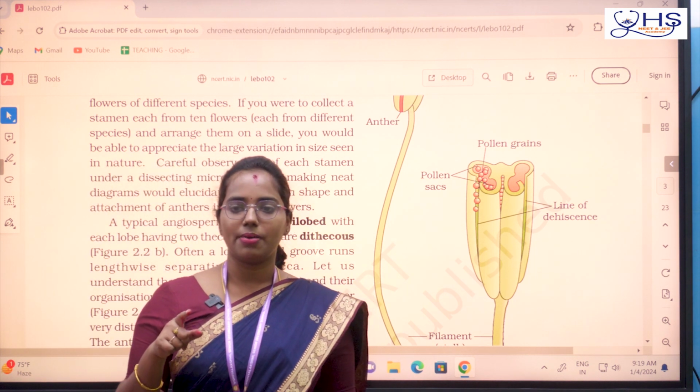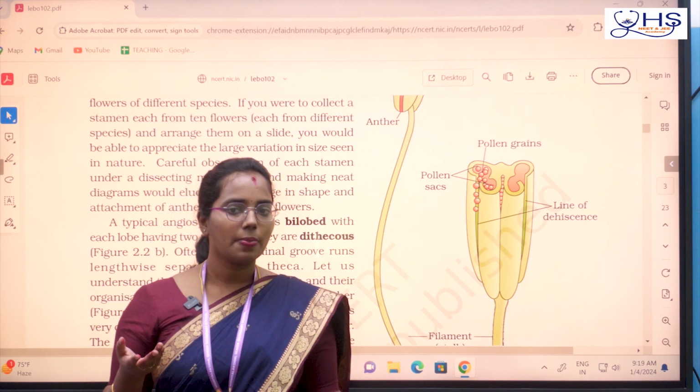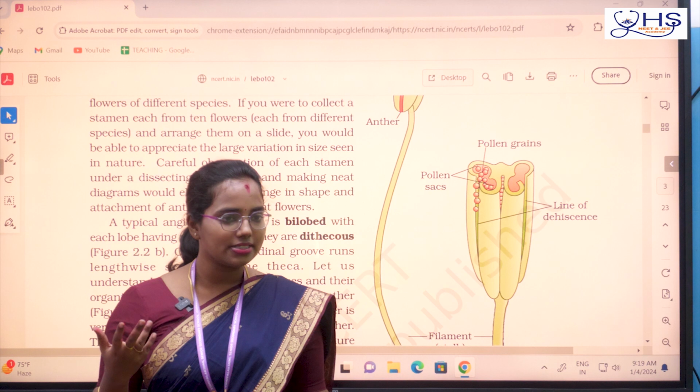Yesterday we also learned about the monothecous anther. Do you remember the example for that? Malvaceae. Very good. An example from the Malvaceae family is Hibiscus.